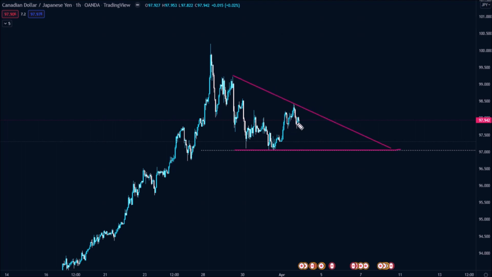If we can get a raid below there, reclaim the level, break structure, then that'll be very bullish, at least to take out these clean highs. But like I say, with the yen pairs, I think they're a bit overstretched, so any pullback would be much appreciated to try and get a better entry for more upside.